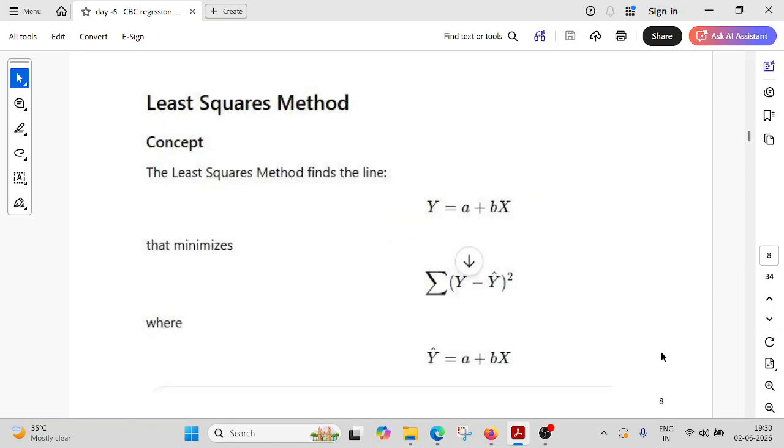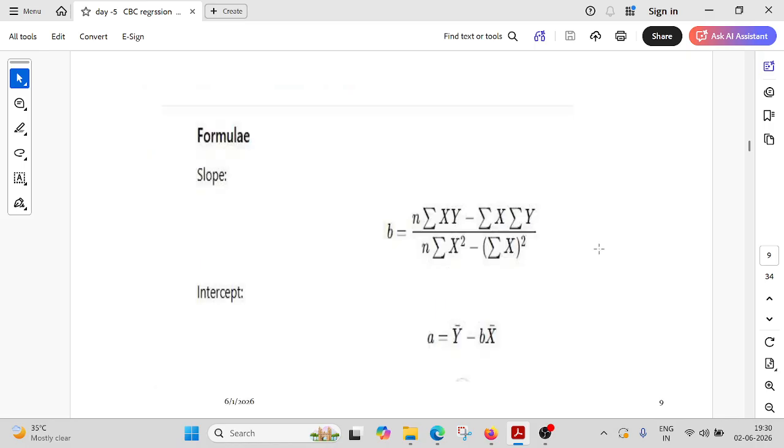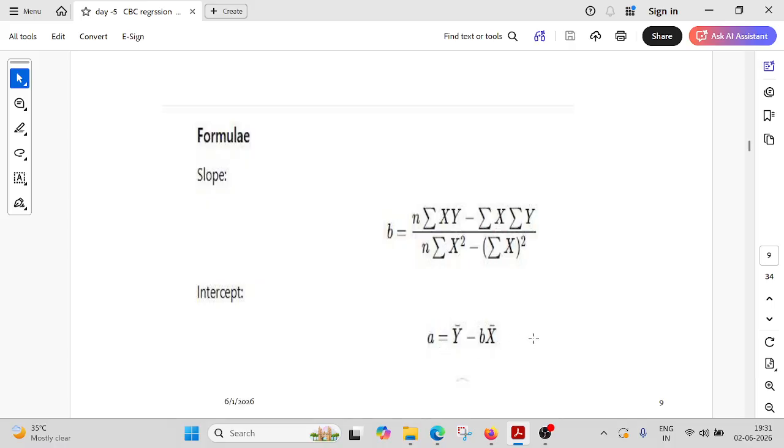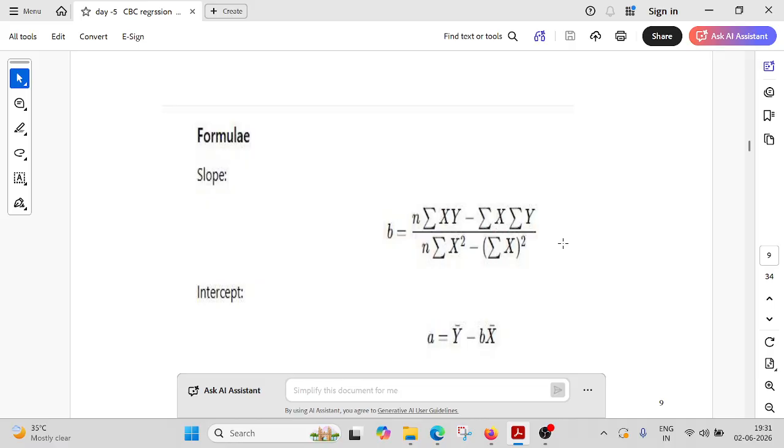And the formula, what is that? B will be there, no? So this B and A, okay? So those things. What is B? B is equal to n into summation of xy minus summation of x into summation of y, divided by n into sigma x square minus sigma x whole square. And the intercept value, A, is equal to y bar minus b x bar. Okay, so these two are the formulas.